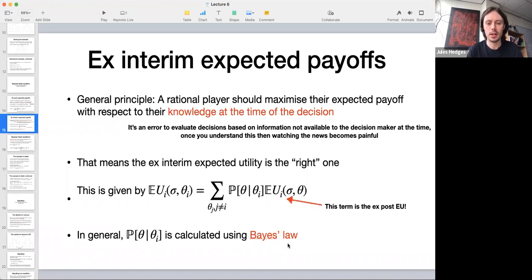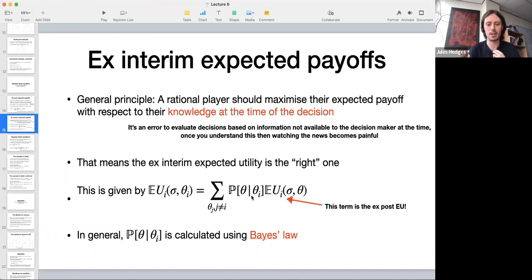There are two extreme cases of this. One is where the types are perfectly correlated, and one where the types are independent. In the case where the types are independent, the conditional probability given player i's type is equal to the prior probability. Because they're independent, learning your own type reveals no new information about the other player's type, so it stays the same.